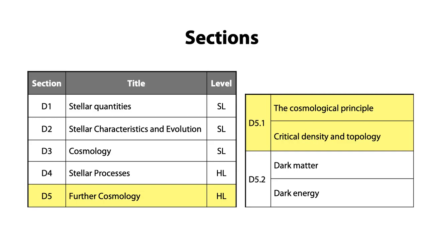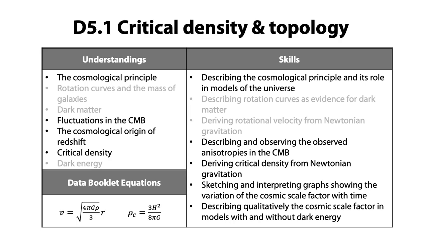So we're in the D4, D5a, the high level sections, and here we are looking in D5.1. We're going to look at the cosmological principle and critical density and the topology of the universe. In terms of the subject guide, we're looking at the cosmological principle, a little bit of the cosmic microwave background and redshift, and a concept called critical density, which also involves looking at the two equations down there. You can see the skills there on the right.